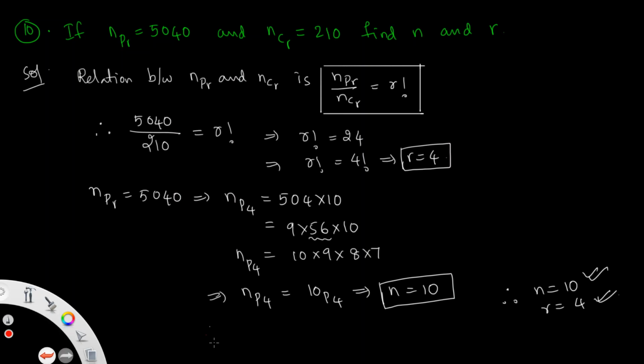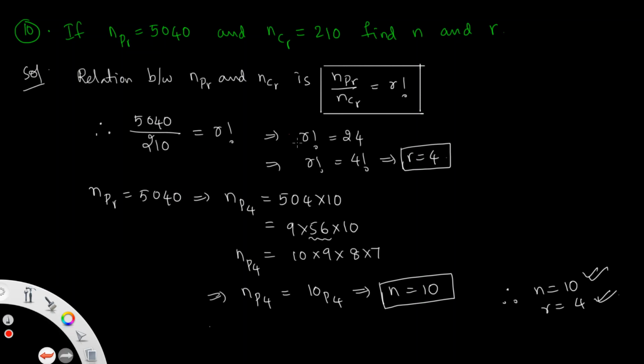Nine is over. Yesterday first problem over, second problem over. Then go to the 10th question. If nPr equals 5040 and nCr equals 210, then find n and r. So the relation between nPr and nCr is always nPr equals nCr into r factorial. That is nPr by nCr equals r factorial. So therefore r factorial equals nPr divided by nCr, given 5040 and 210.